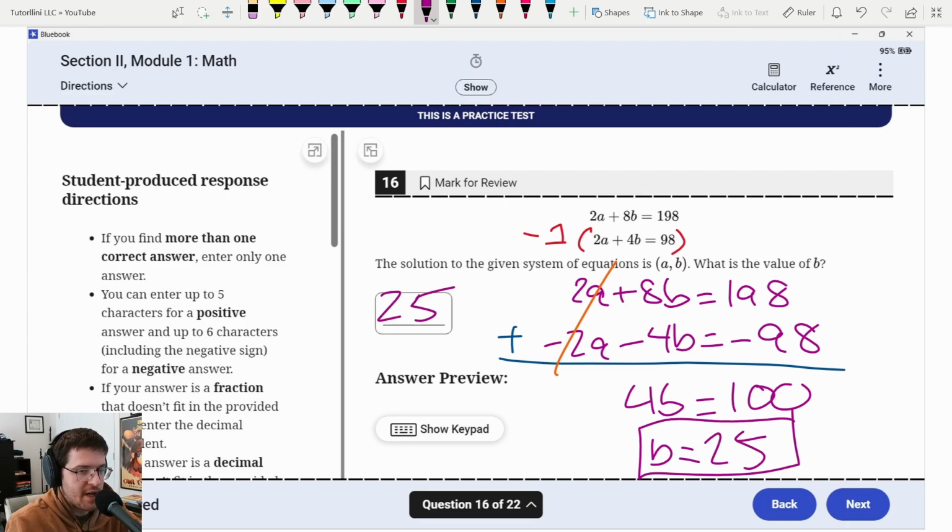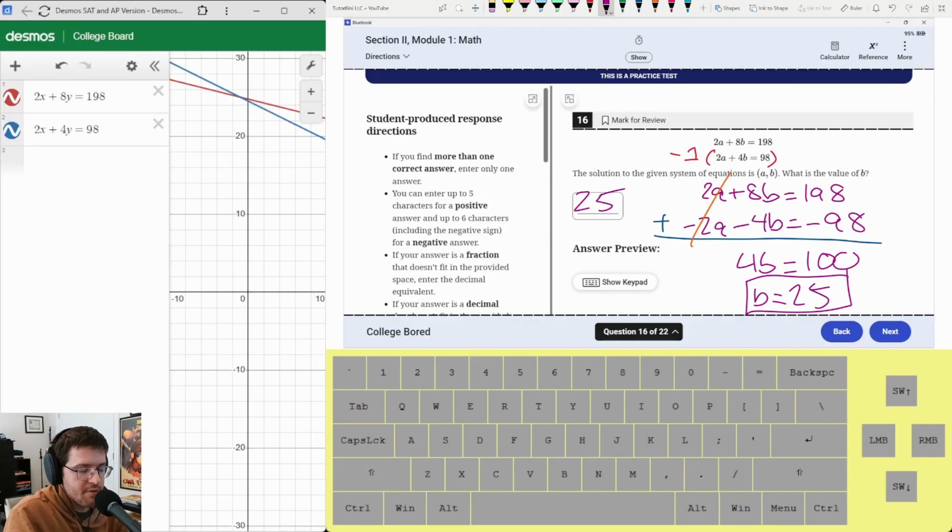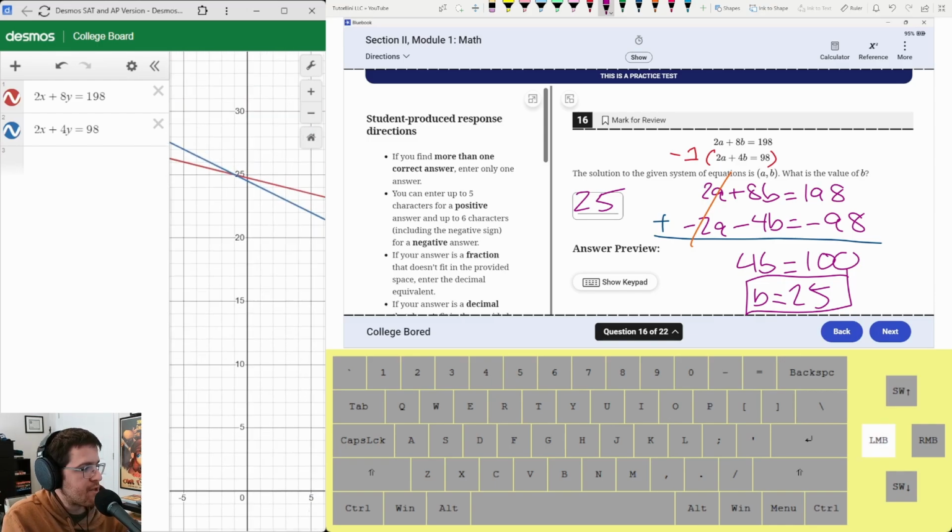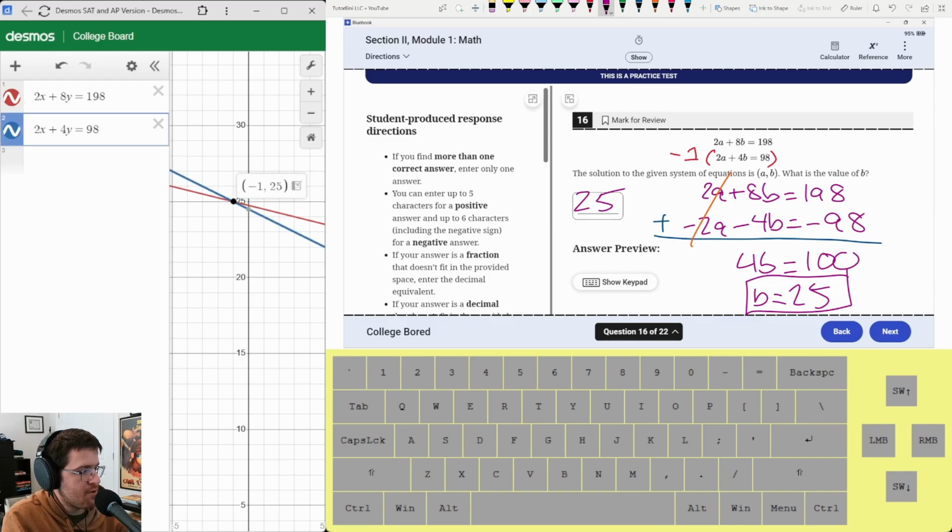We can also do this entirely on Desmos, so let's go do that. Okay, so I just typed in the two equations, but instead of A and B, I typed in X and Y. Just make sure you're careful, you know which one you did which. So I made AX and I made BY. Now I'm going to zoom in to see where the two lines meet, and I get a solution of negative 1 comma 25. B is the y value, so our answer is 25.